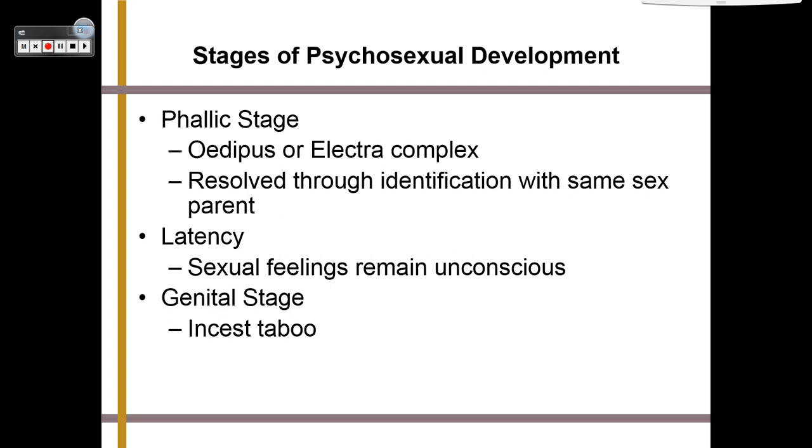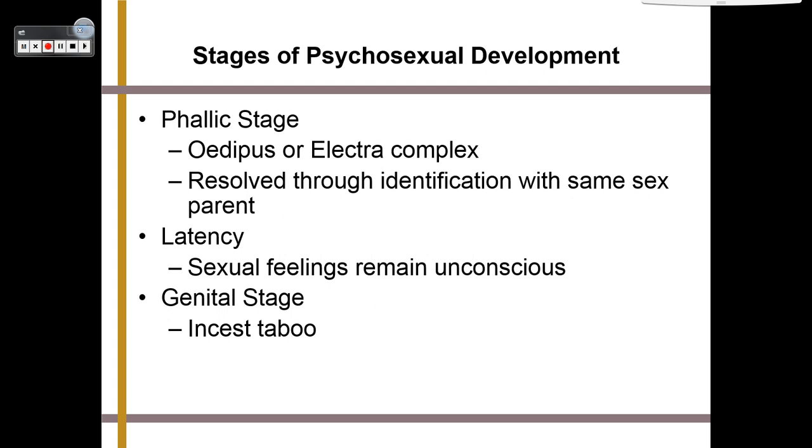So if dad's a police officer, now they want to be a police officer. If dad's a fireman, they want to be a fireman. Any number of things like that. And it's the same for girls, but in the opposite gender perspective. So they'll do whatever mommy is doing. So that's how they resolve this strange complex, is through identifying with the person that used to be their rival.